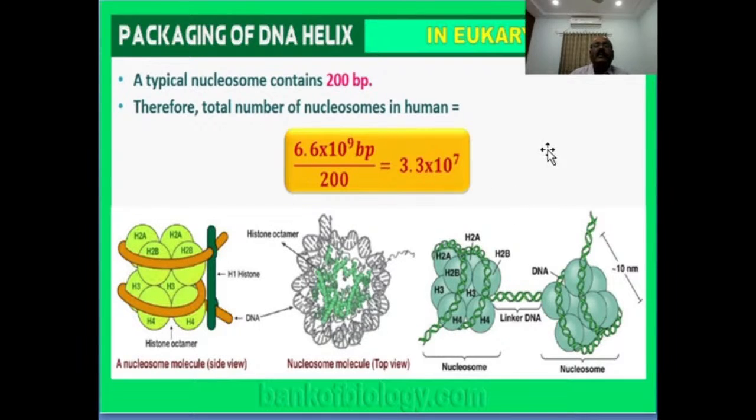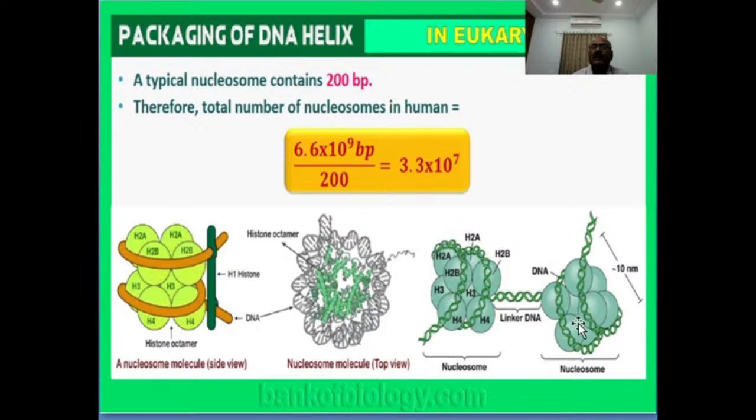A typical nucleosome contains 200 base pairs. So, this is one nucleosome. This nucleosome possesses 200 base pairs. Therefore, for the total number of nucleosomes in human, each cell possesses 6.6 into 10 to the power of 9 base pairs. Each nucleosome possesses 200, so 3.3 into 10 to the power of 7 nucleosomes are present in each cell of a human being.